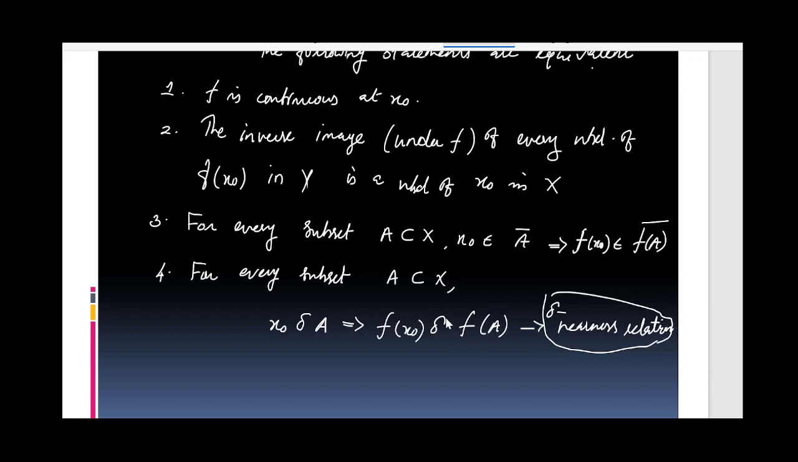So these are the equivalent conditions for a function f to be continuous at a point x naught. What is the first one? F is continuous at x naught. Second one, the inverse image under f of every neighborhood of f of x naught in Y is a neighborhood of x naught in X. So very easy, right? Let us see how we can prove it. We will prove 1 implies 2. Proof.